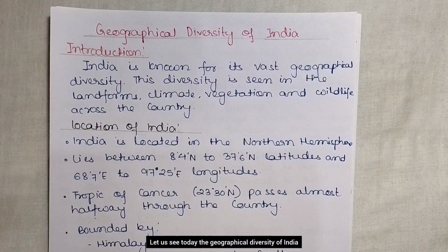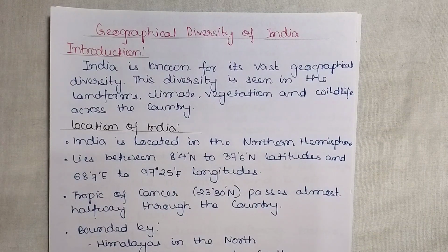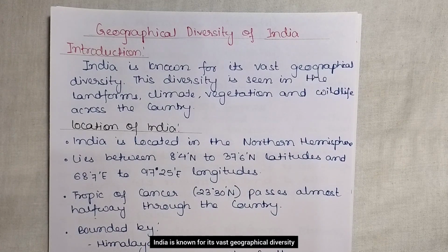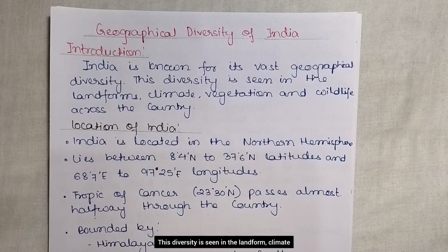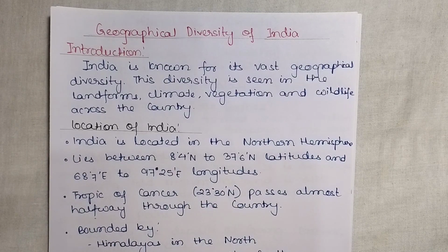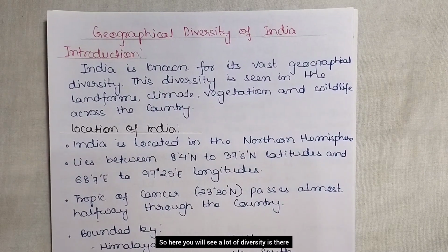Let us see today the geographical diversity of India. So here we will see the location and the physical division of India, right? So let us start with the topic. India is known for its vast geographical diversity. This diversity is seen in the landform, climate, vegetation and wildlife across the country. So here you will see a lot of diversity is there. Different things are there in the landforms, climate, vegetation and wildlife across the country.